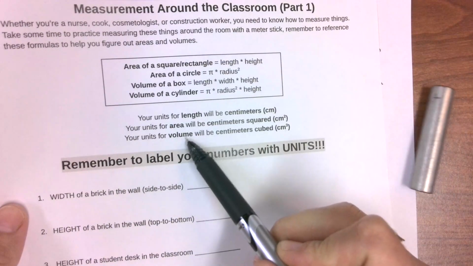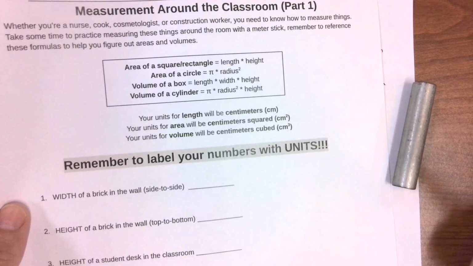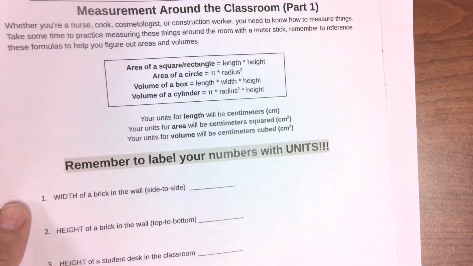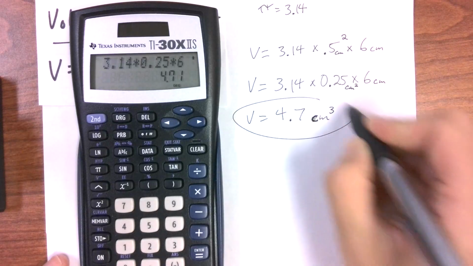If that math is too complicated for you to follow, remember I gave you a cheat sheet. Anytime you're measuring volume, your units are centimeters cubed with that little 3 up there, okay? So as long as you have that correct unit labeled on there, centimeters cubed, you're good to go, all right?